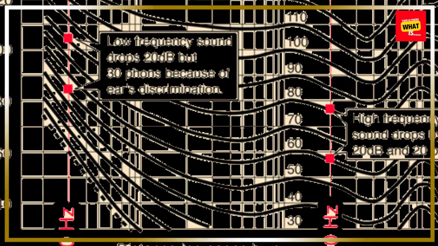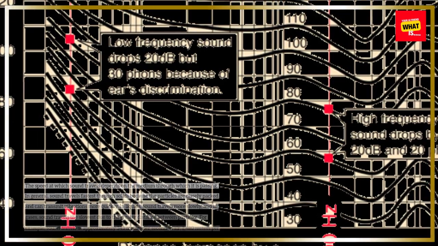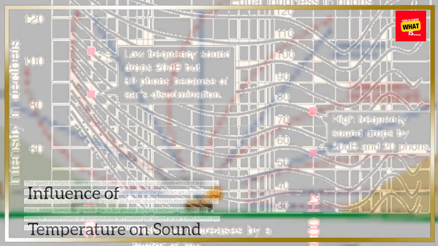Mediums and speed of sound. The speed at which sound travels depends on the medium through which it is passing. In general, sound travels fastest through solids because the particles are closely packed and can transmit vibrations more quickly. In liquids, sound travels more slowly, and in gases, sound travels the slowest due to the greater distance between particles. For example, sound travels at approximately 343 meters per second in air, 1,480 meters per second in water, and 5,000 meters per second in steel.